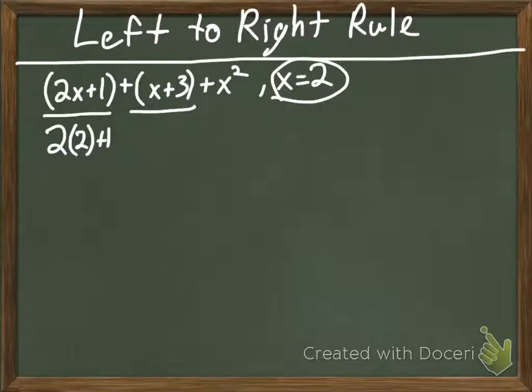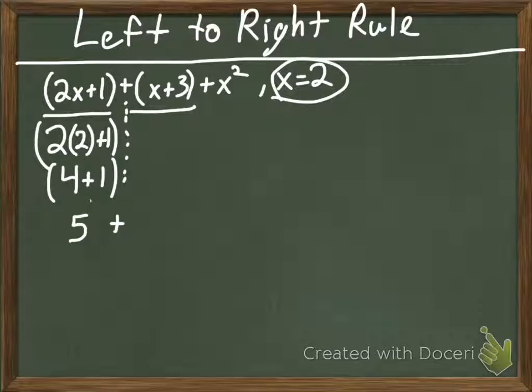Then we're going to simplify. 2 times 2 is 4 plus 1. And then 4 plus 1 is 5. And this is all still in the parentheses until we get down here. And this 5 is now no longer in the parentheses. And then we're going to drop this plus sign down.